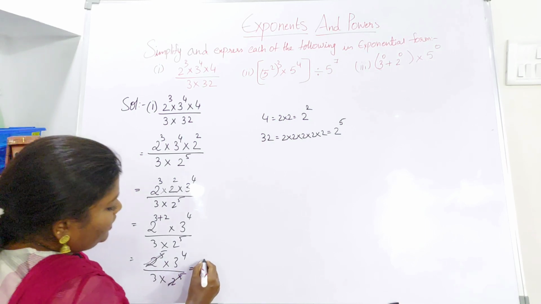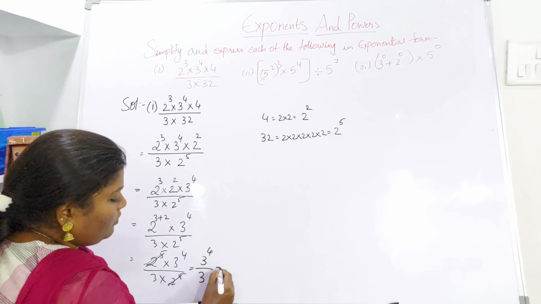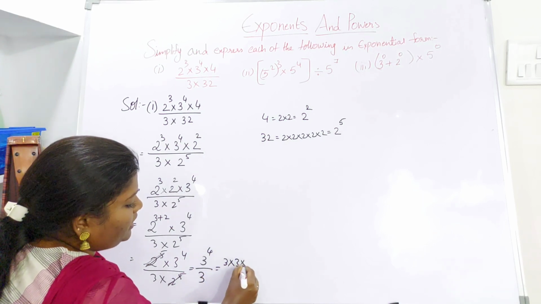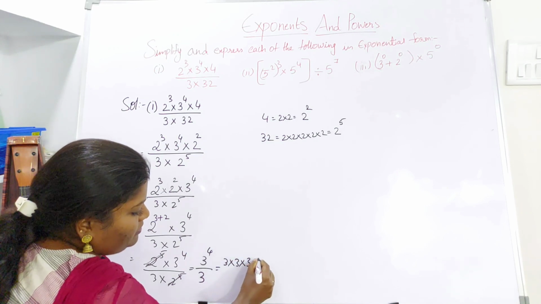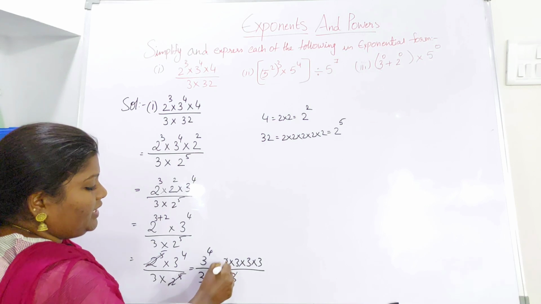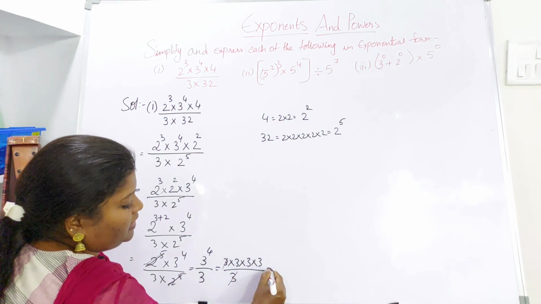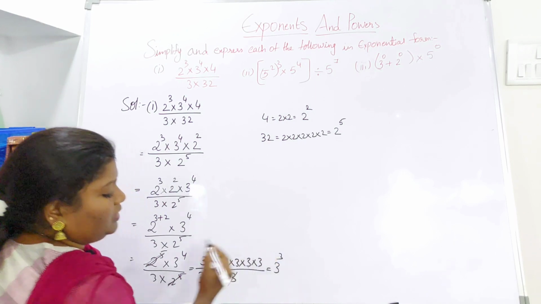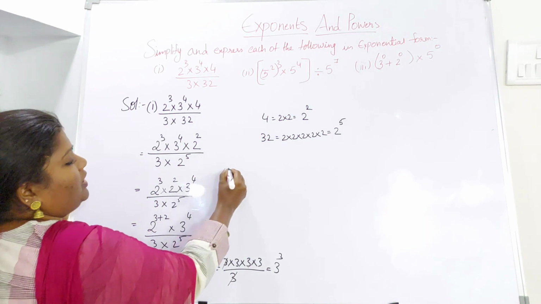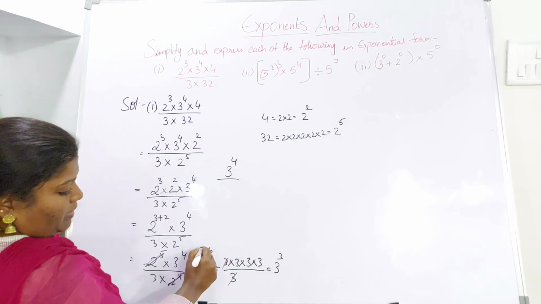Now here leftover is 3 power 4 by 3. Now normally what is the meaning of 3 power 4? That is 3 is multiplied or repeated 4 times, and you have in denominator 3. You can simply cancel and the leftover one is 3. 3 is repeated 3 times, it is 3 power 3. Now, instead of doing this, you can use the formula, that is 3 power 4 by 3. Now, I am taking this part.